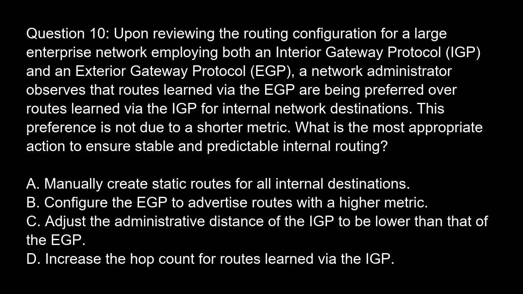Option A. Manually create static routes for all internal destinations. Option B. Configure the EGP to advertise routes with a higher metric. Option C. Adjust the administrative distance of the IGP to be lower than that of the EGP. Option D. Increase the hop count for routes learned via the IGP.